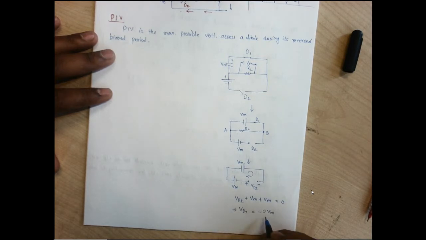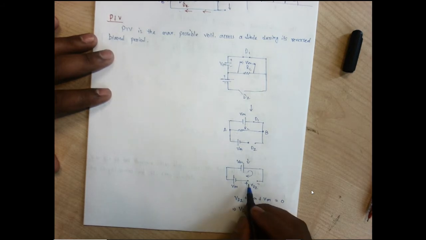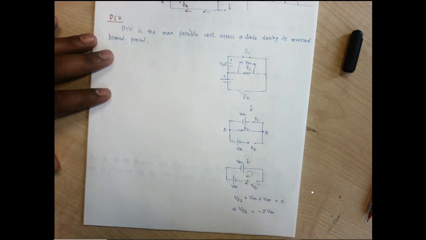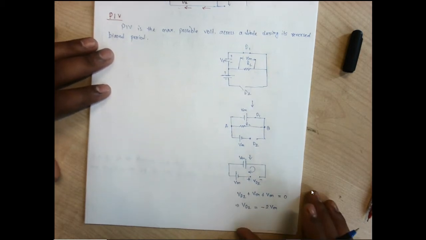Minus twice Vm means the opposite polarity of the voltage is coming across D2 compared to the original polarity of D2. Means the positive side of D2 is connected with the negative side. That's why negative voltage is appearing across D2, which means it is in reverse bias. So the total voltage appearing across D2 is twice Vm. Right? Any confusion on this? Anyone?